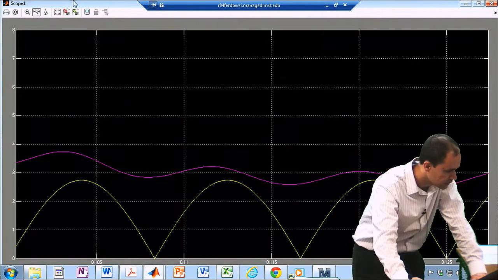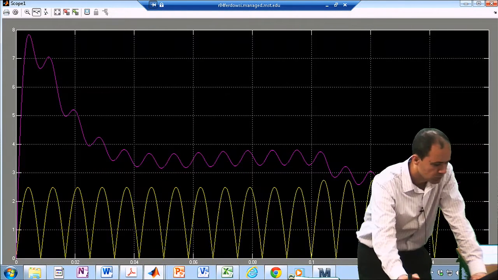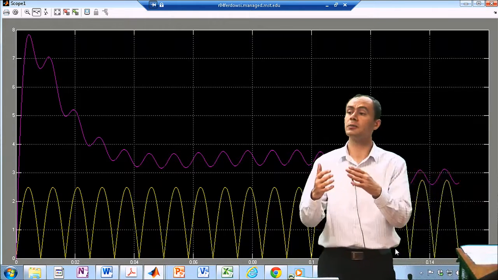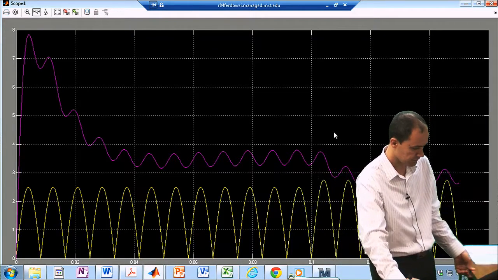So let's take a look at this. Remember, these two signals multiplied by each other are the reference for your current.